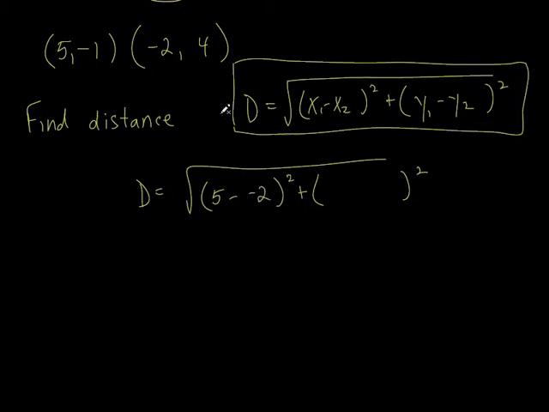Okay, let's do the y's. Which ones are the y's? -1 and 4. So let's do that. -1 minus 4. And now we work it out. It's really not that hard. Don't forget the square root. What's in here? 5 minus negative. What's minus a negative? It's plus, so that's 7 squared, isn't it? What's this? -1 minus 4, which is -5.